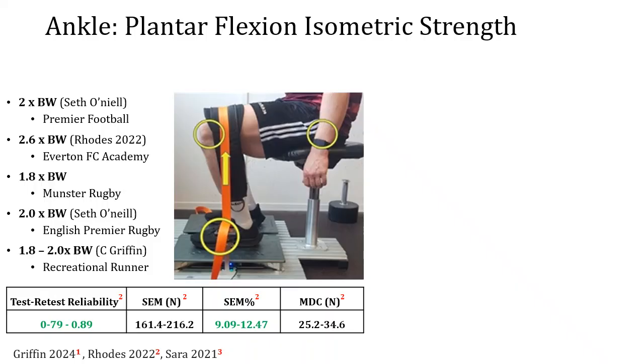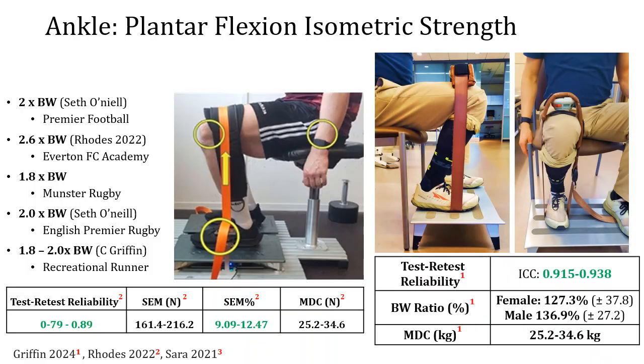Really good retest reliability. Standard error of measure, you can see there in newtons, equates to about 9 to 12%, which again is in the acceptable range. If you utilize the do-it-yourself format or setup, body weight ratio percentage has been described as not quite as high as that of the force plate setup, at 127 to 136% body weight depending on your gender. And then you can see the minimal detectable change of what would be considered meaningful if you're going to track this over time.